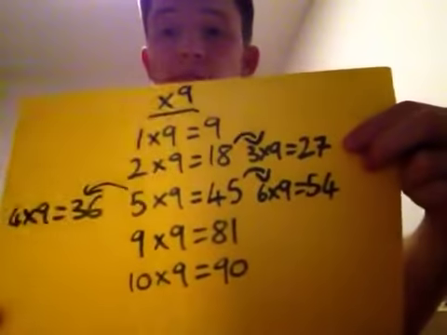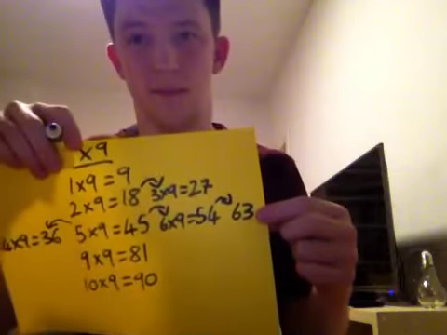To find 6 times 9, all I have to do is add 9 to 45, because that's 5 times 9, which makes 54. Again, I have to add 9 to this number to find 7 times 9. So if I add 9 to 54, I get 63. And that's my 7 times 9 over here.